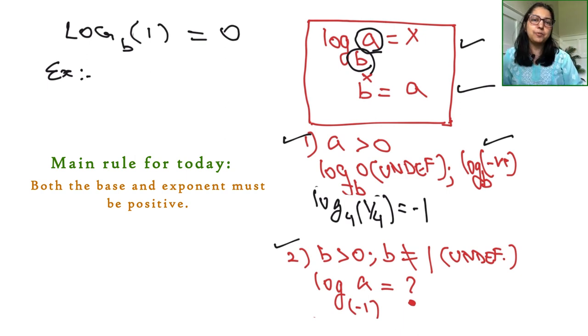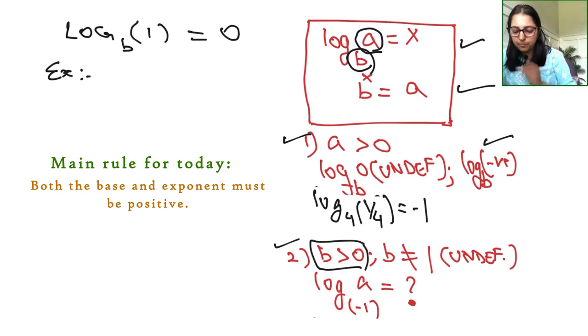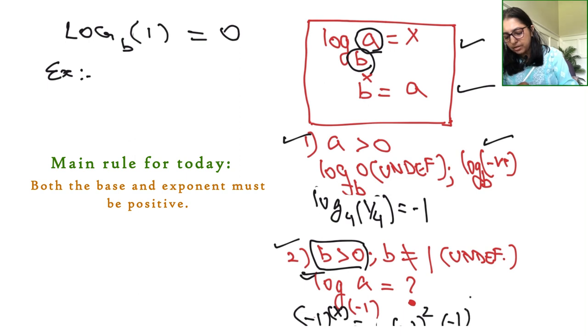Then let's talk about the base. The base again has to be a positive number and not equal to 1. Think about it. We are raising minus 1 in this example to some number x to get an answer a. What number are we raising this to? Minus 1 squared, minus 1 to the 4? We don't know, right? So it's not valid.